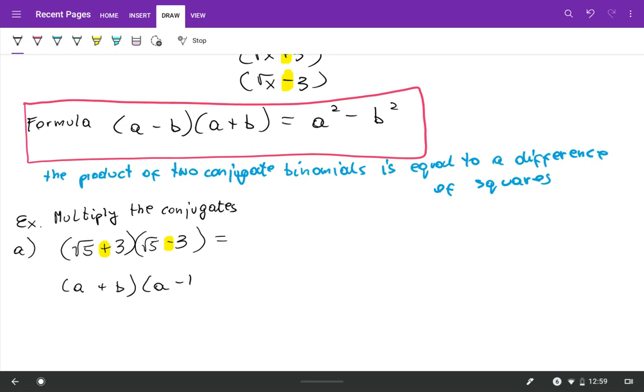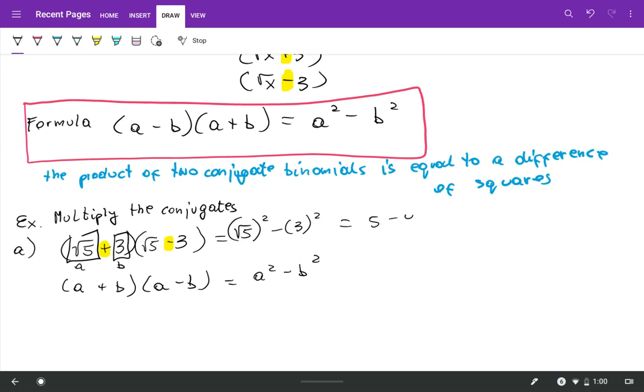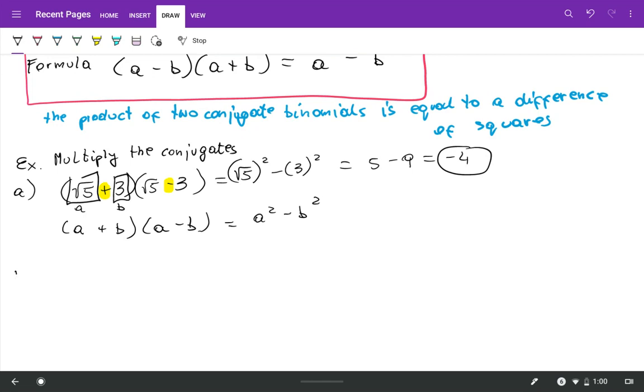So again, a plus b times a minus b, okay? Square root of 5 is a, 3 is b. So using the formula, a squared minus b squared, we have square root of 5 to a second power minus b squared, which is 3 to the second power. And that will give us just 5 minus 9, which is negative 4. Okay, so very nice solution.